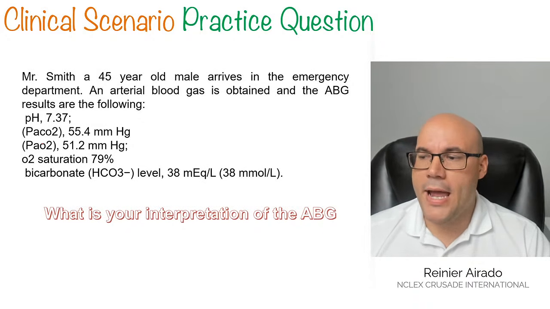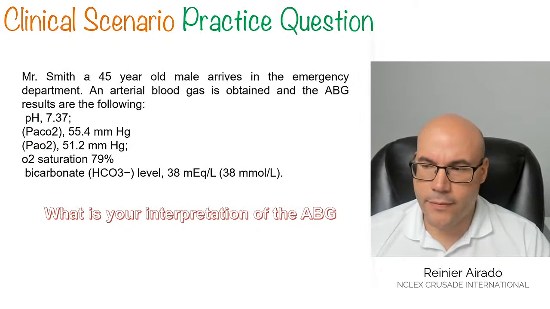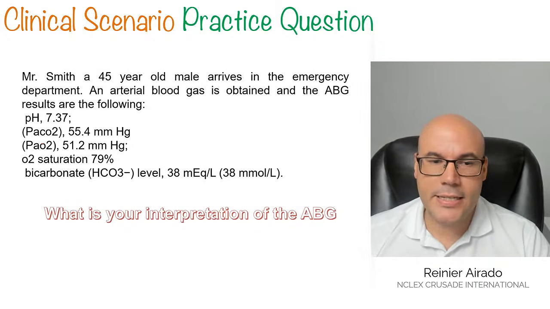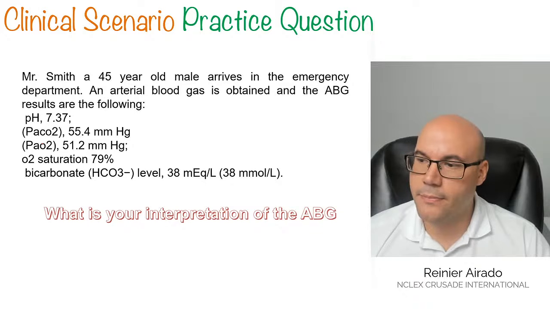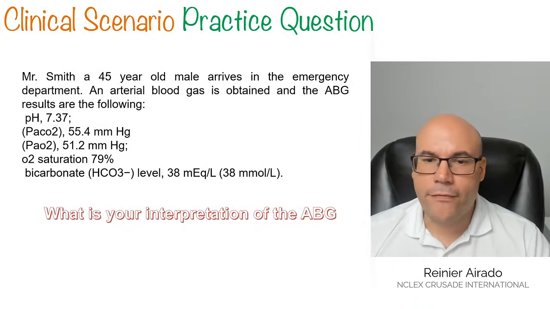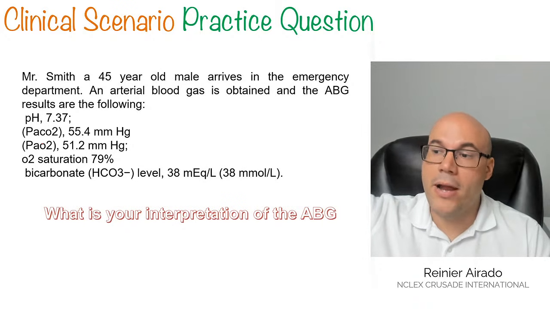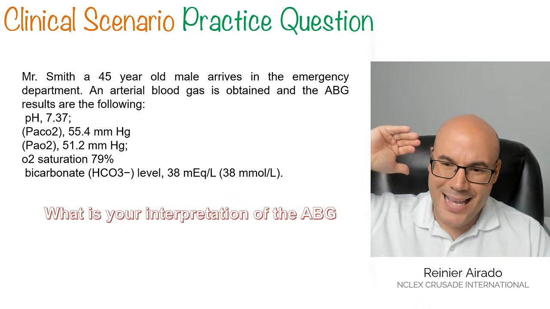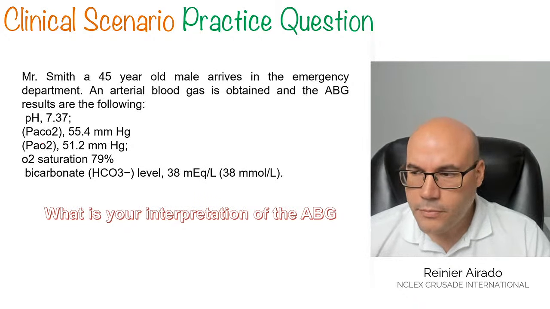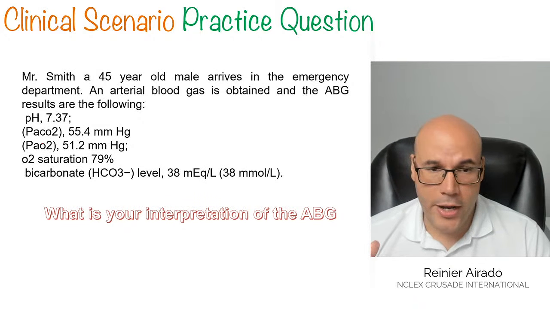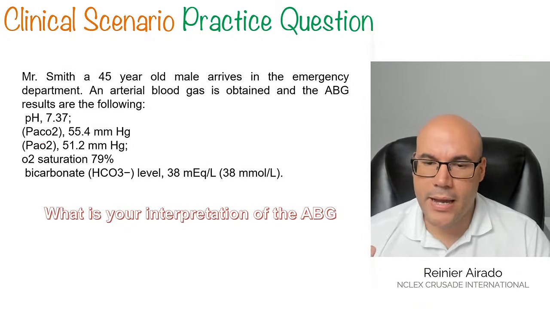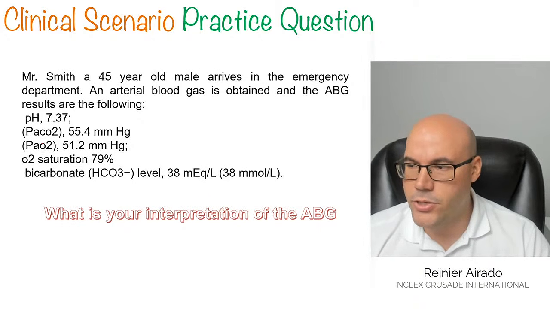So we know that normal pH is between 7.35 and 7.45. The pH in this scenario is 7.37, which is normal pH. The CO2 is 55. Normal CO2 levels are from 35 to 45. So 55 means that the CO2 levels are very high, in the acidic range. And bicarbonate is at 38, very high, which is in the alkalotic or alkalosis range.